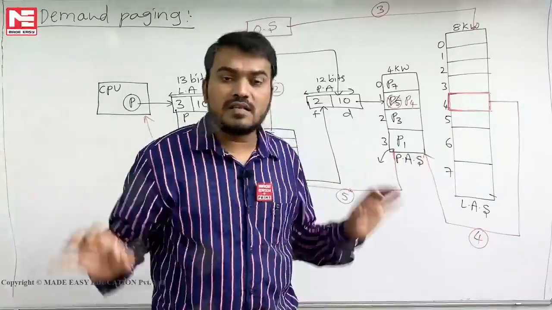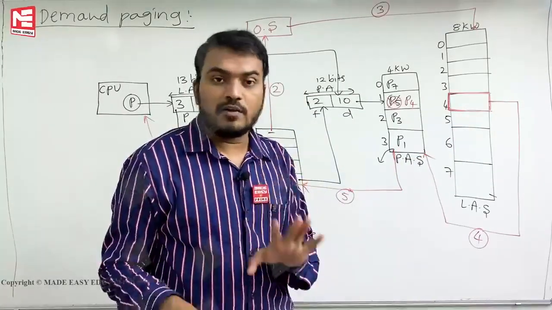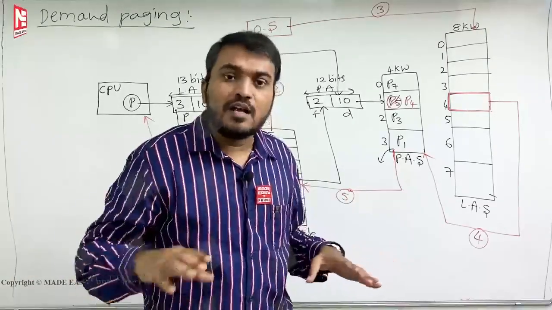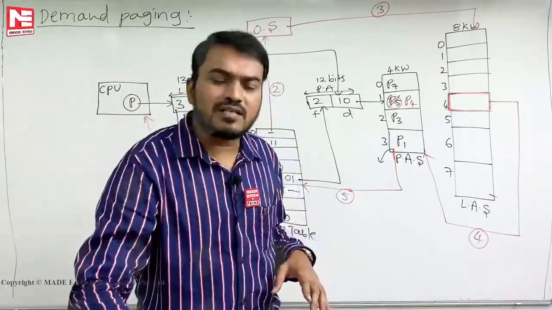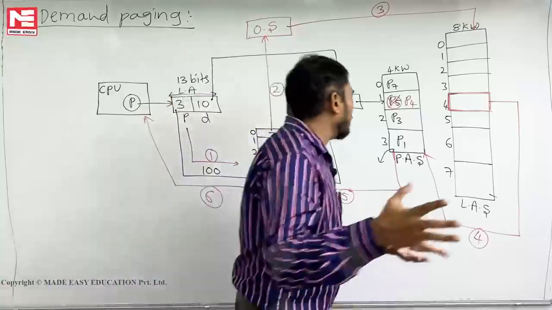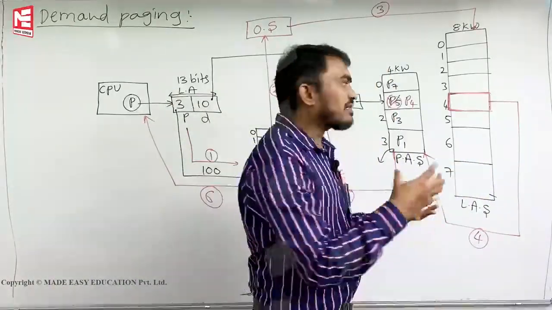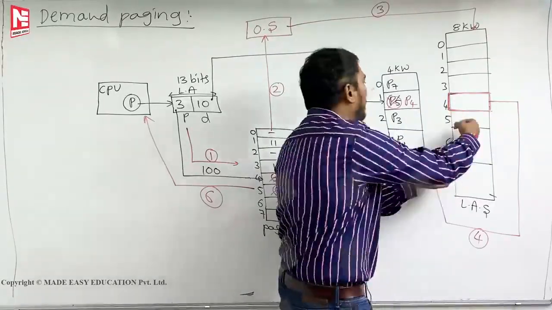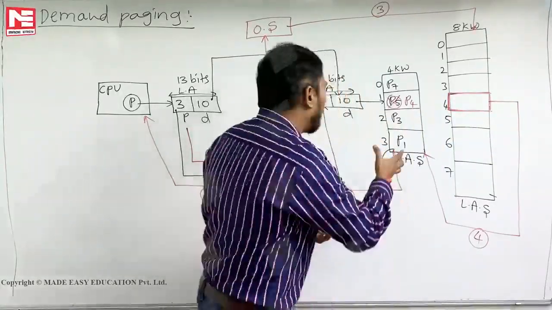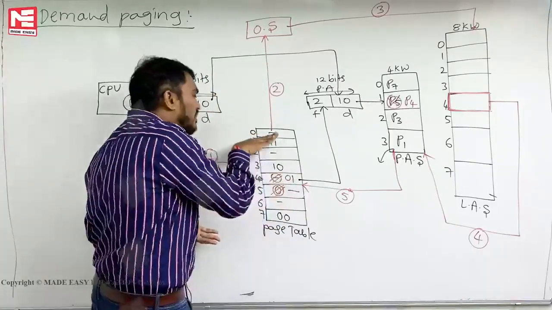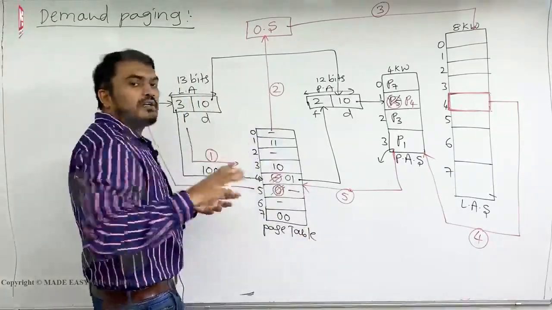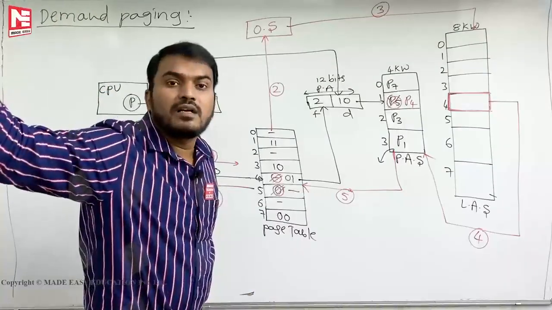Whenever a process is created, paging will be applied on the process. Initially, all the pages will be in the virtual memory, and some of the pages will be brought into main memory. A page table will be created and the respective page table entries will be updated, and the base address of the page table will be stored in the PCB.